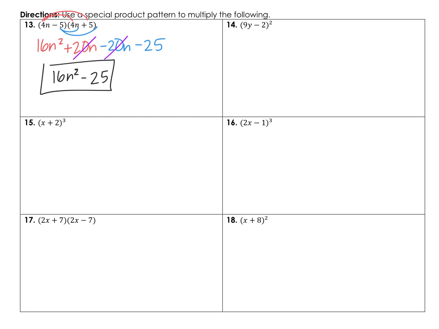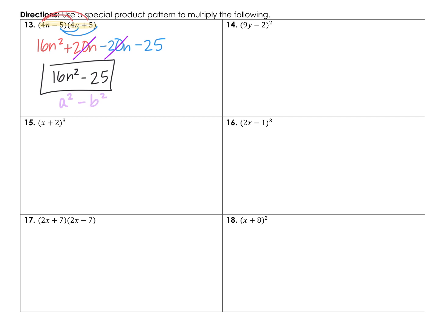Anytime I have a difference of squares and have conjugates here, notice they're the same thing, plus or minus, those middle terms will cancel out, and so you just have to multiply the first and the last. So it ends up being a squared minus b squared.